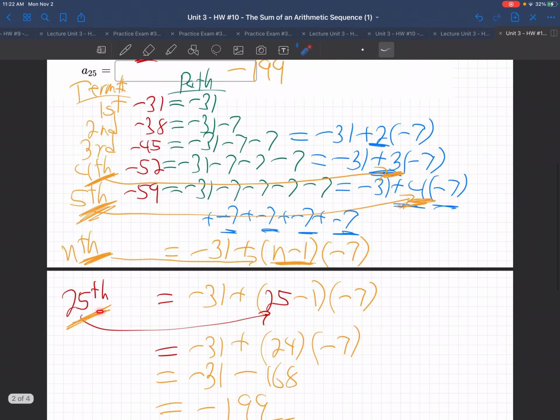And then that's the formula right here. And then to find the 25th term, we just plug in a 25. So there.